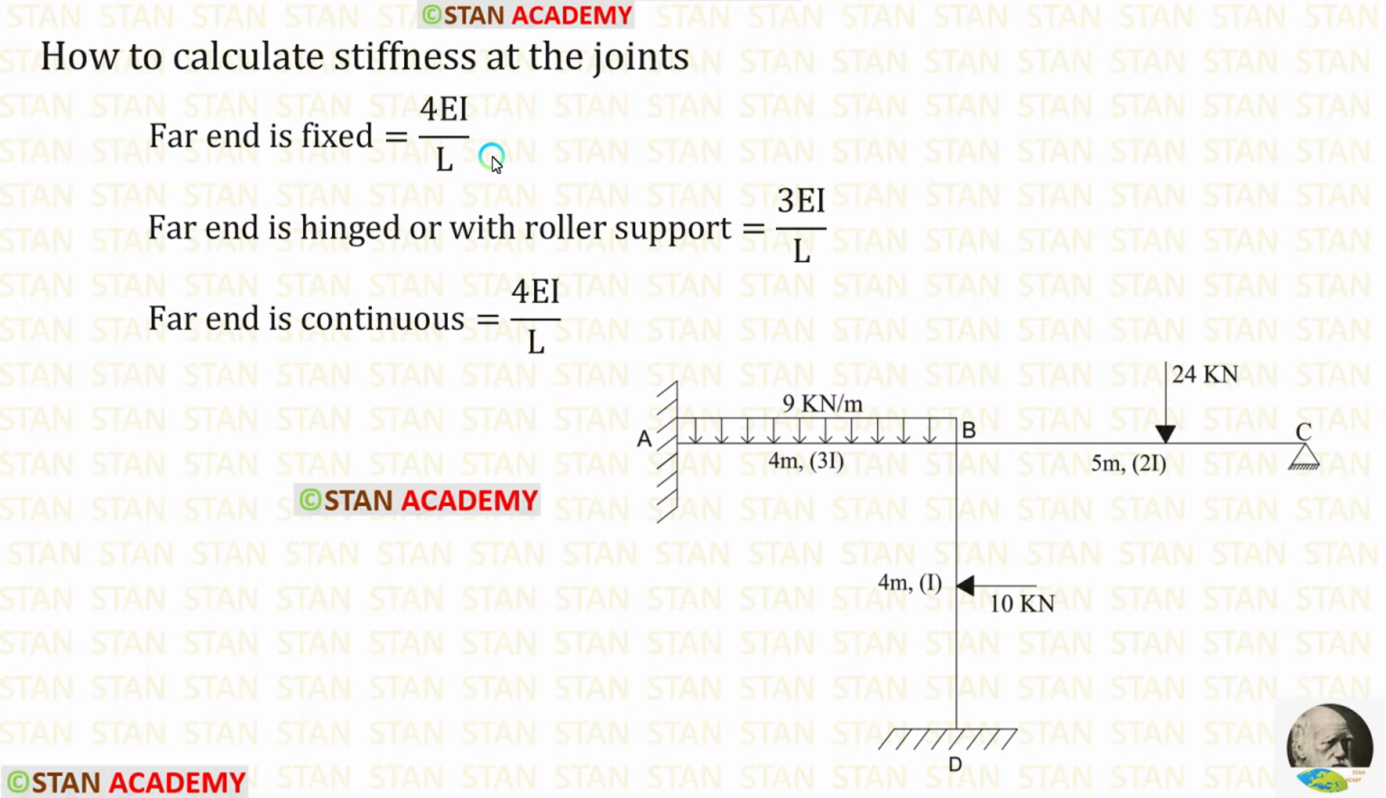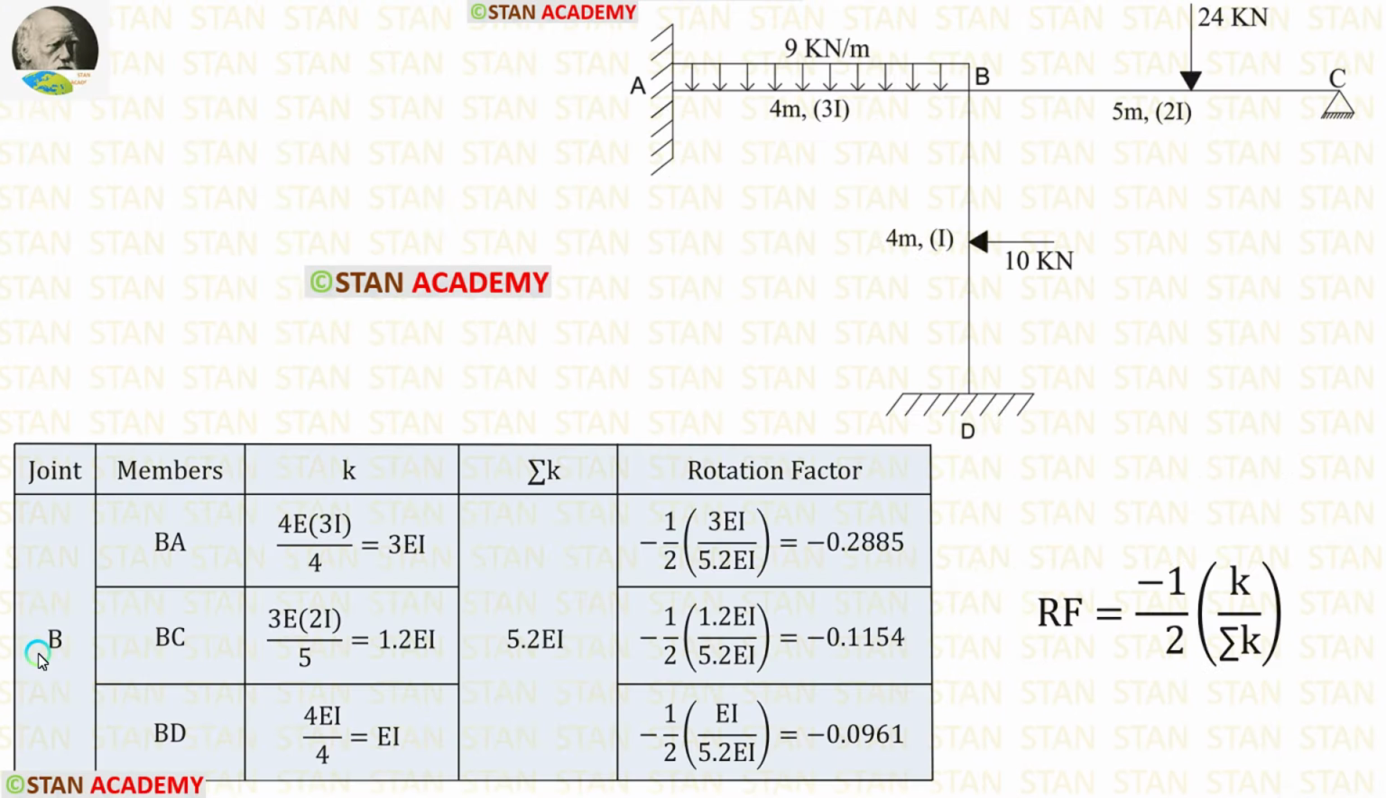If the far end is fixed, the formula is 4EI upon L. If the far end is hinged or with roller support, the formula is 3EI upon L. If the far end is continuous, the formula is 4EI upon L. From the joint B, we have to find three stiffness values for BA, for BC and for BD. First, let us find for BA.